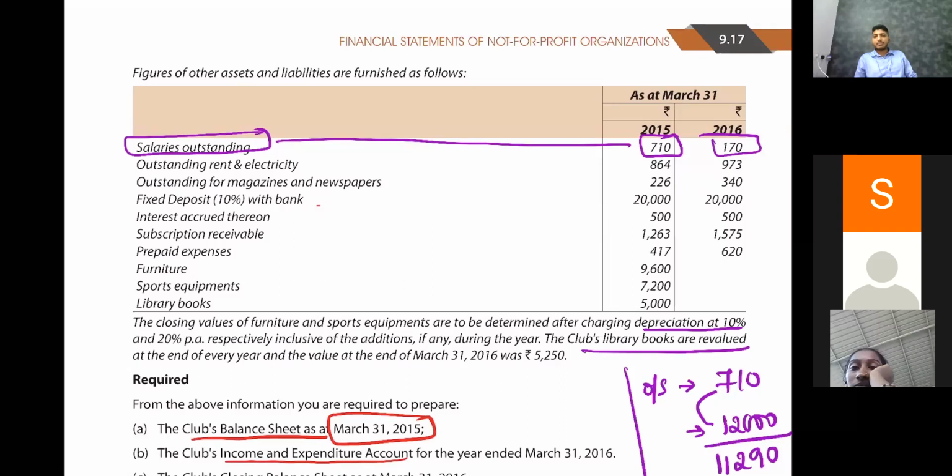I'll give you, so we have done it enough time, so I'll give you 15 minutes. Do income and expenditure account and try doing balance sheet.